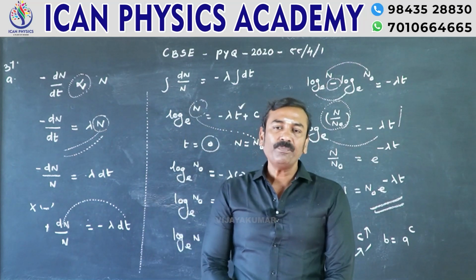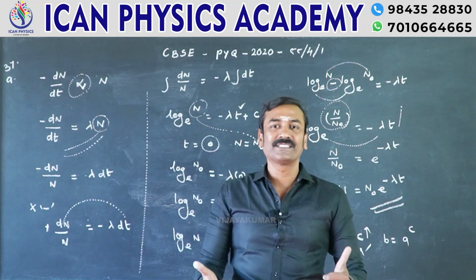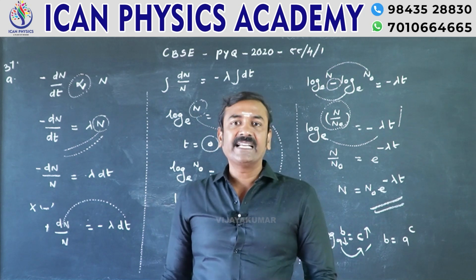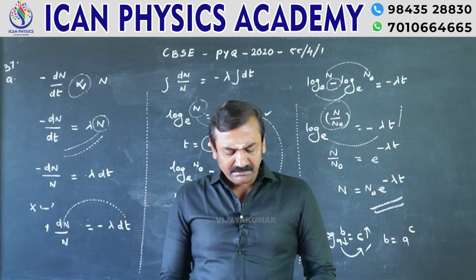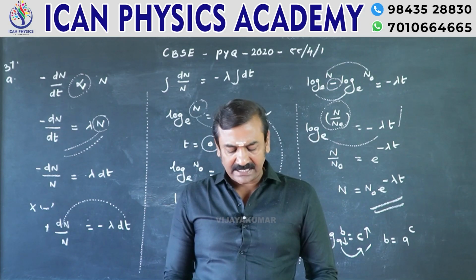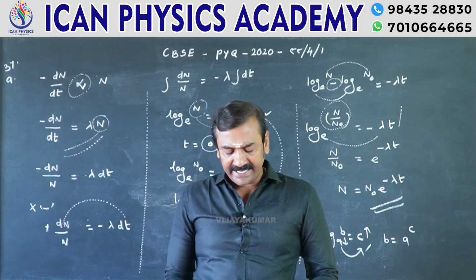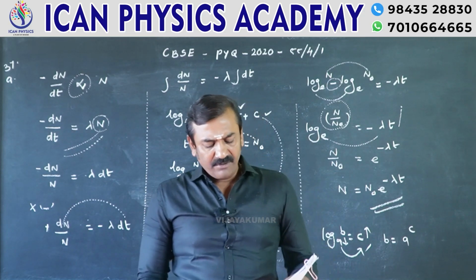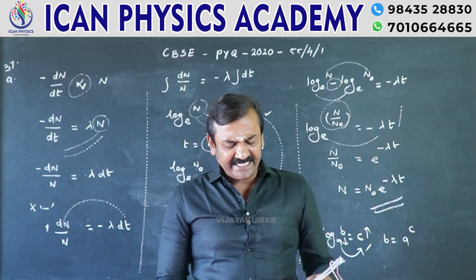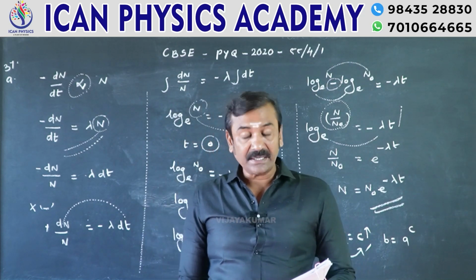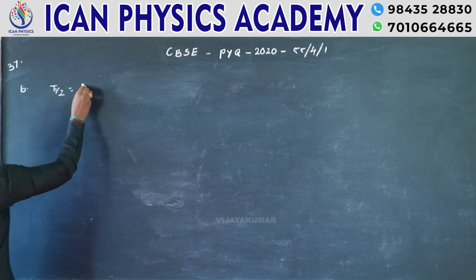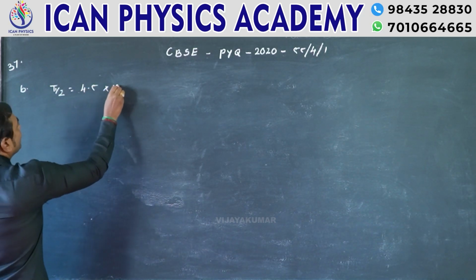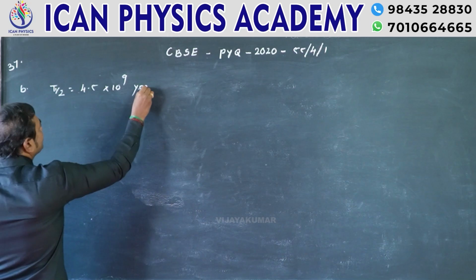Okay. Do you get it now? Do you have any doubts? No doubts. The next question, 37b. The half-life of uranium-92-238 that undergoes alpha decay is 4.5 into 10 to the power 9 years. Find its mean life. So what is the half-life? That is 4.5 into 10 to the power 9 years.